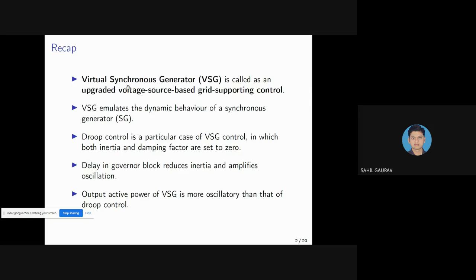So the first point is VSG, virtual synchronous generator, is called an upgraded voltage source based grid supporting control. It is called upgraded because it provides inertia in addition. And the second point is that the virtual synchronous generator emulates the dynamic behavior of a synchronous generator, and from here we can say that the basic difference between the droop control and VSG control is that droop control only mimics the steady state characteristic of a synchronous generator, while the virtual synchronous generator control mimics both the steady state and transient characteristics of a synchronous generator.